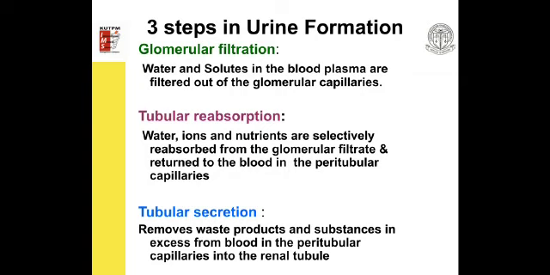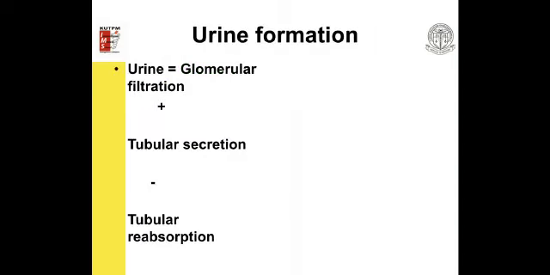Once again, in glomerular filtration, the water and solutes in the blood plasma are filtered out of the glomerular capillaries. The water, ions, and nutrients are selectively reabsorbed from the glomerular filtrate and returned to the blood in the peritubular capillary. That is what you saw in the first line, the tubular reabsorption. The tubular secretion removes waste products and substances in excess from the blood in the peritubular capillaries into the renal tubule. So, what is urine? It's nothing but glomerular filtration plus tubular secretion plus tubular reabsorption.